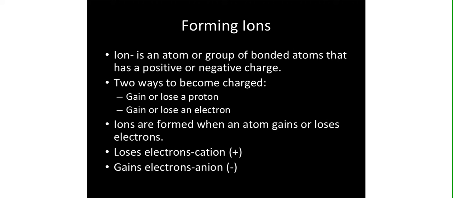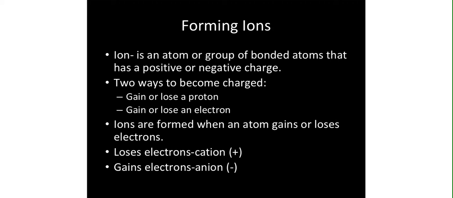Two things you should know in theory: there are two ways to gain or lose a charge. One way would be to gain or lose a proton. The other way is to gain or lose an electron. Gaining or losing a proton completely alters the identity of an atom. So again, that is a theory. It is not something that anybody in the lab has done, but it is part of the theory. In chemical reactions, proton numbers actually do not change.